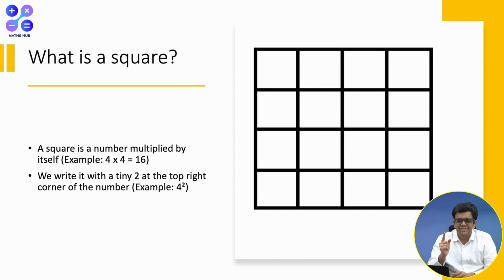We write the squares in this notation. 4 square. Can you see this? This is the way we write 4 square. Clear? This is in superscript. Wonderful. So now, let's get started with the basics of calculating squares.